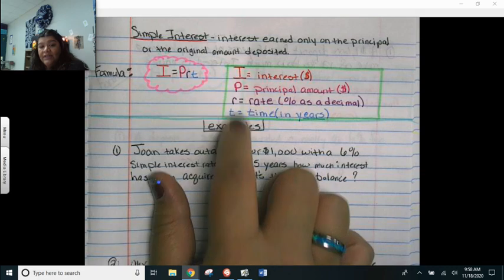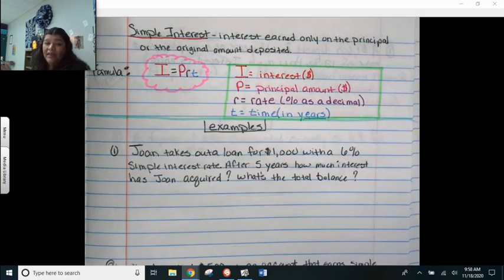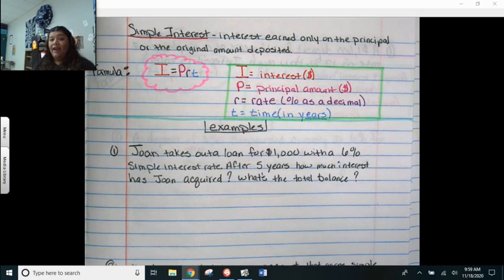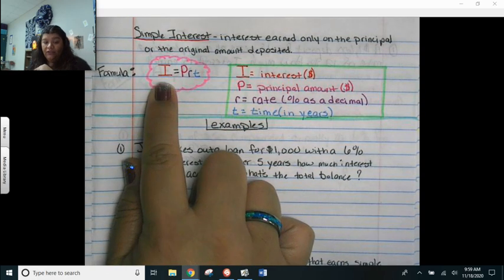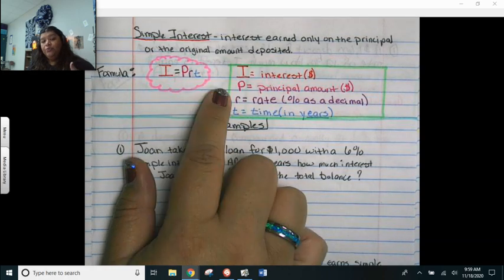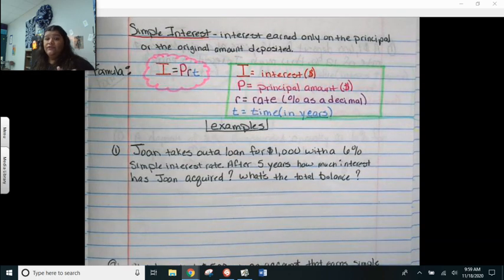You multiply these three together to figure out the interest. Now, if they ask you for the final balance, all you have to do is take the interest that you found and add it back to your principal. And that's if they ask for the total.